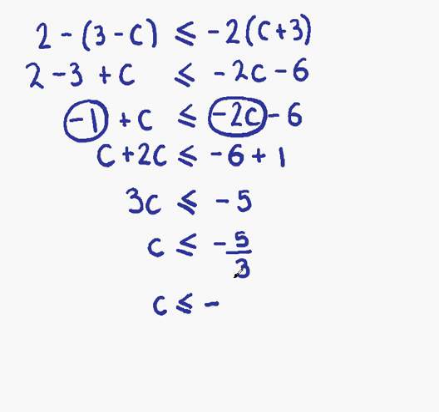We have 5 divided by 3. Well, that's a top-heavy fraction. 3 goes into 5 one time. And we're left with 2. So that's 2/3. c is less than or equal to minus 1 and 2/3. And that's our final answer.